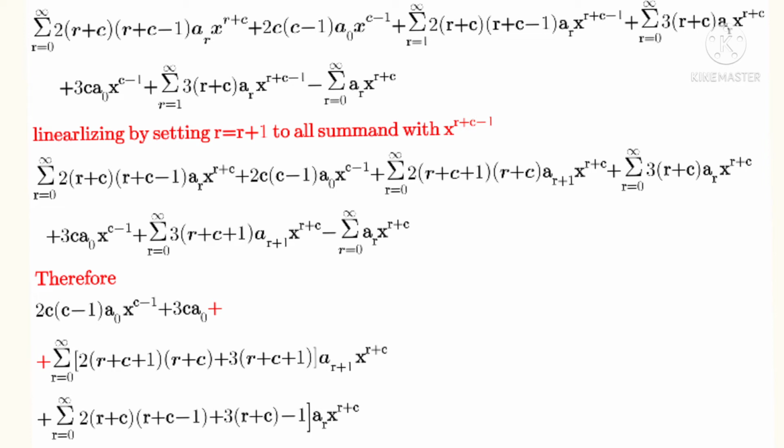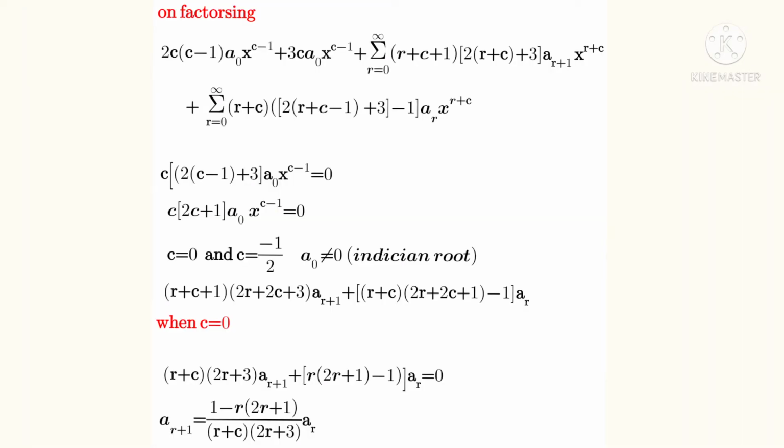Therefore, bringing out the constant term, we have 2c(c minus 1) a_0 x raised to power c minus 1 plus 3c a_0 x raised to power c minus 1. So you can easily write it out there. I forgot to put it there. Then we bring all the summation signs together. So we have 2(r plus c plus 1)(r plus c) plus 3(r plus c plus 1). Then we factorize. So after this point, we factorize out the like terms. Now on factorizing, we factorize out the constant term. Then we have 2c(c minus 1) and all that.